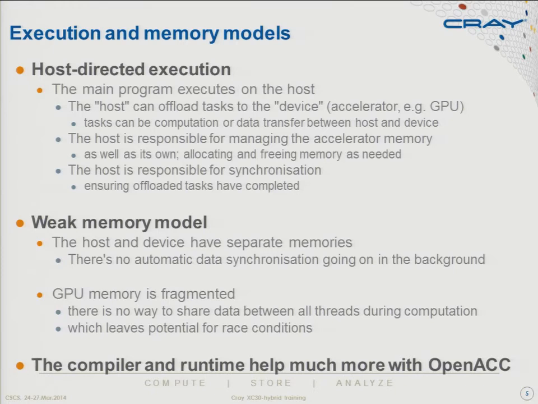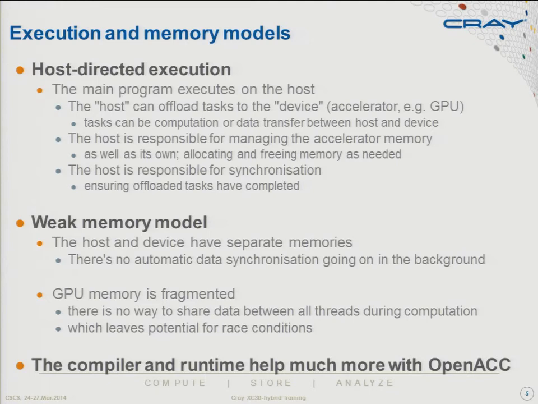Now, execution and memory models. I mean, if you're not a computer scientist, and I'm not, my eyes glaze over when people start talking about these things. But it is kind of important, but it's probably something you already understand, even if you don't understand it in exactly these terms. The CPU is essential. The CPU is in charge. Everything happens from the CPU. So the main program starts on the CPU. Again, CUDA, OpenACC, whatever. It can offload tasks to the device, as it's called, the GPU.